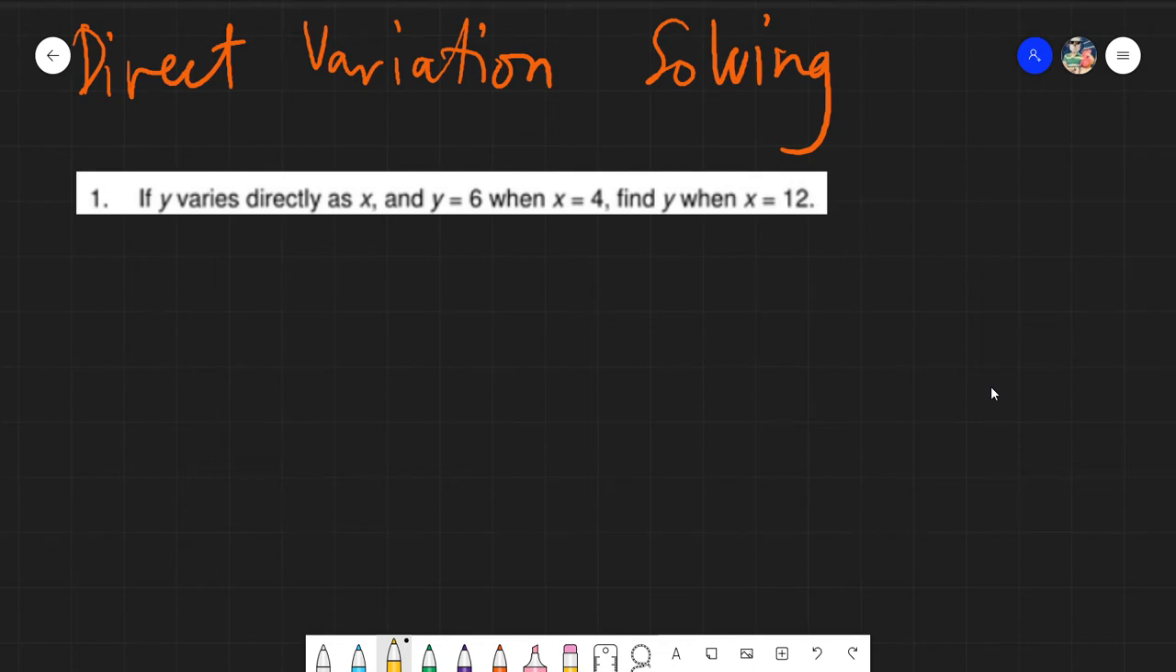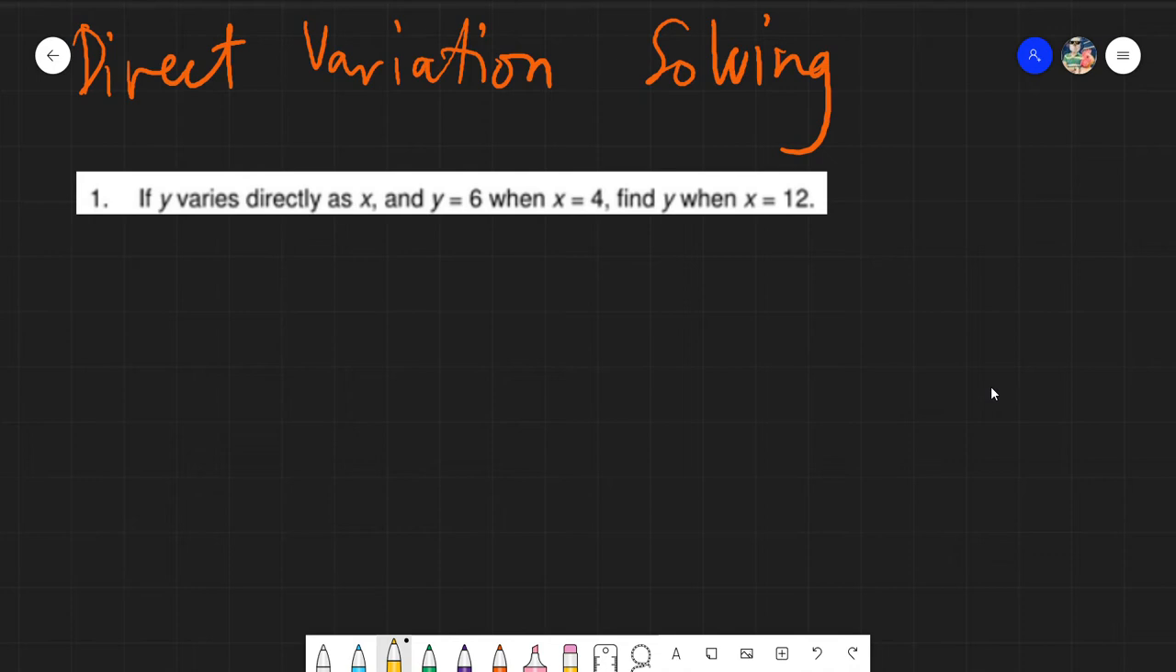What we need to do today is solve examples of direct variation. Let's start our lesson by reading our first example: if y varies directly as x, and y is equal to 6 when x is equal to 4, find y when x is equal to 4.